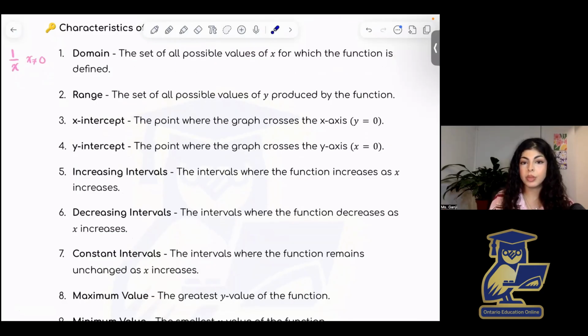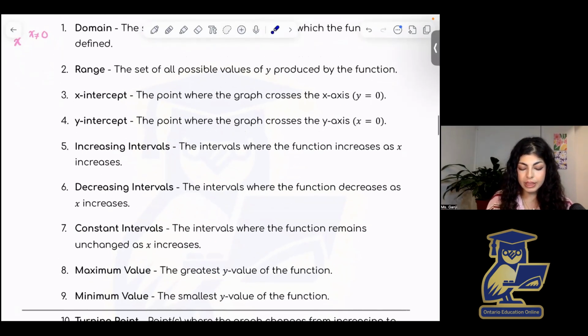So x-intercept is where the graph crosses the x-axis, and at that point we do have y is equal to 0. So typically by setting y equal to 0, you will be able to solve for the x that provides the x-intercept. And likewise for the y-intercept, it is where the graph crosses the y-axis, and you will find what that y value is by setting x is equal to 0.